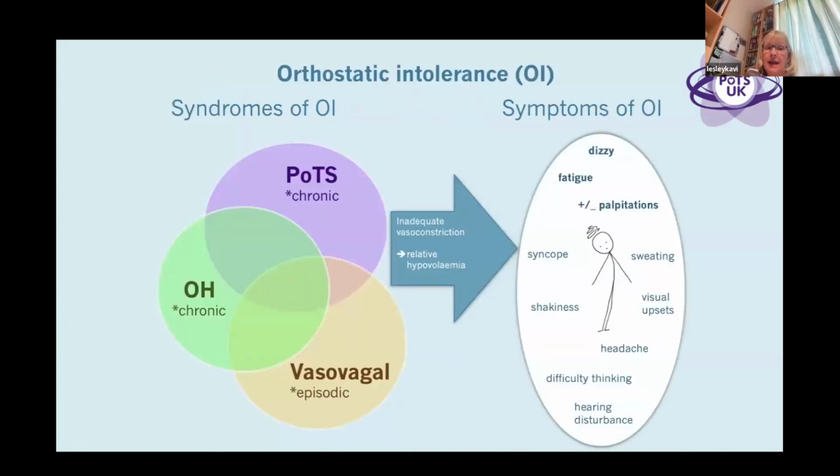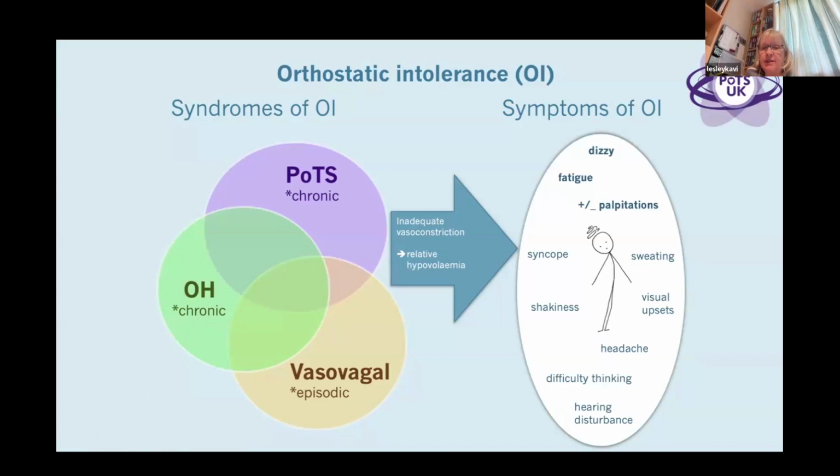There's a lot of overlap between the syndromes of orthostatic intolerance, but generally speaking, in vasovagal syncope, patients tend to have episodes, sometimes quite catastrophic, periodically, but they're generally well in between times. Whereas those with orthostatic hypotension and POTS can often be symptomatic every time they stand up or even throughout the day.